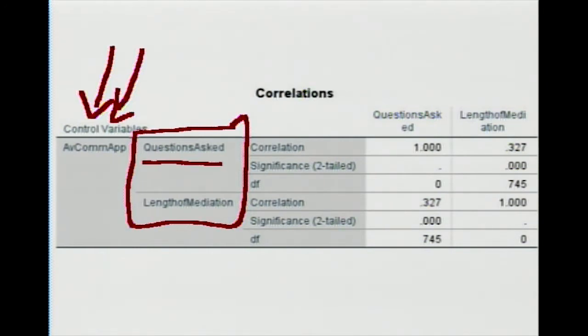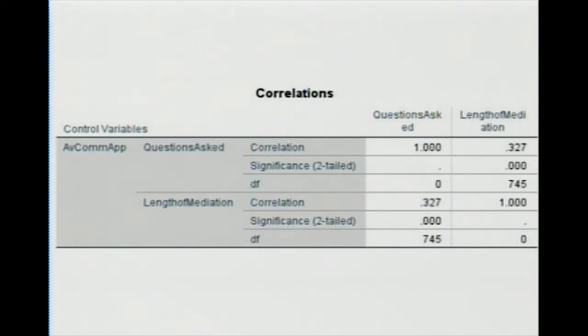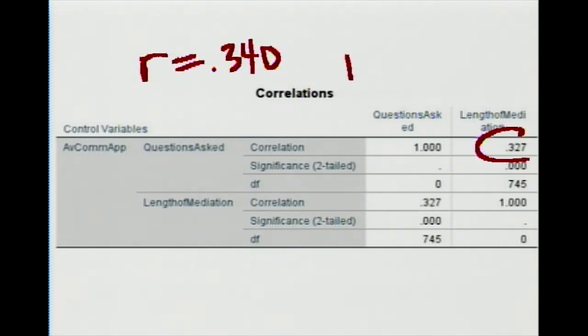So what does that mean? I want to look at the relationship between these two variables, but I want to remove the influence of this variable. And this is very useful for me as a researcher because I might suspect that something is acting in the relationship that I can't see. And so the partial correlation helps me to remove the influence of that variable. So our previous correlation was around 0.340. And here we see we have a new correlation of 0.327.